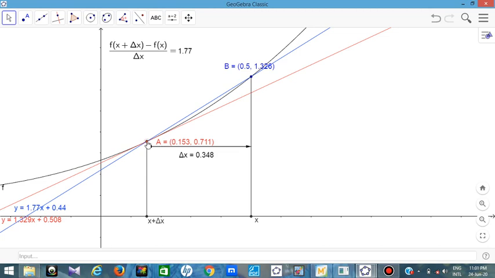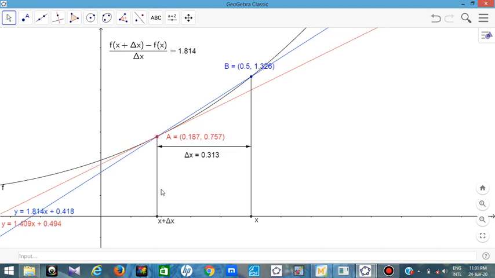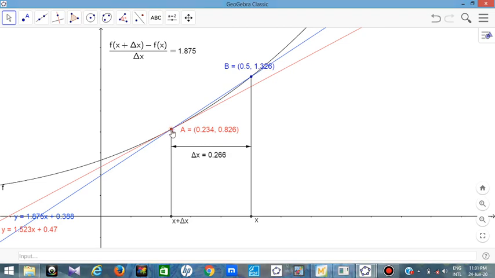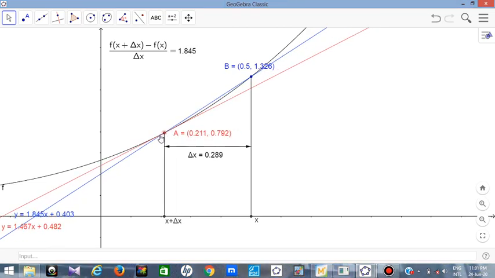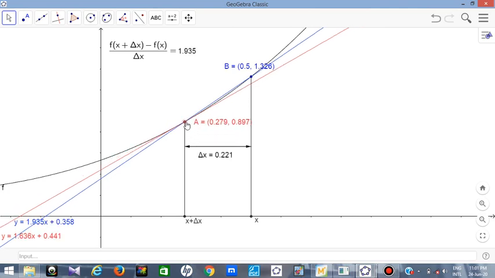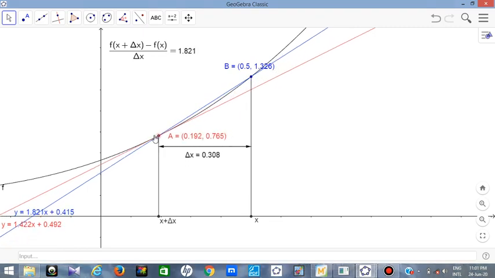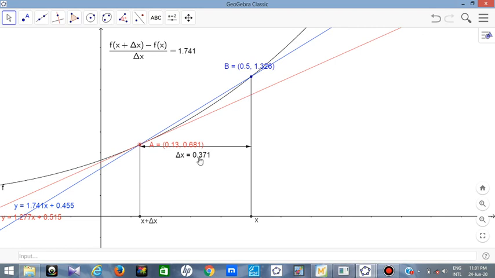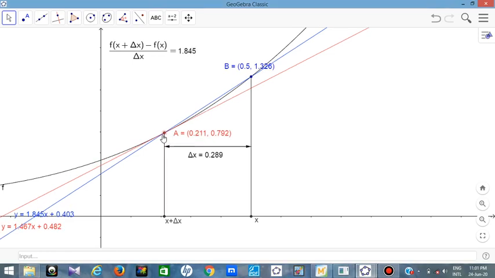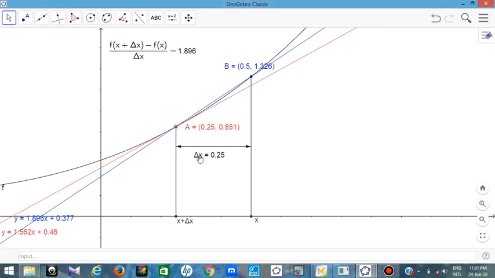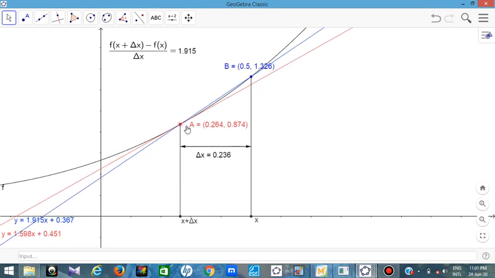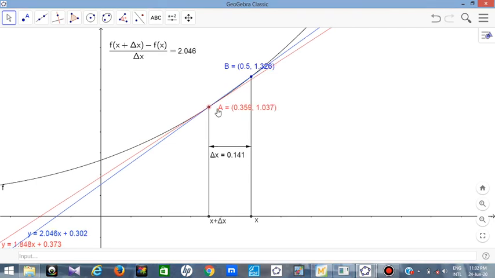Then if you move A, just watch as A is getting closer. See, as A is approaching B, as A is moving along the line, it's approaching B, watch, delta x will be approaching 0. When A was here, this is 0.37. As A is going closer to B, you observe that delta x is changing values and is approaching 0. You can see what is happening.